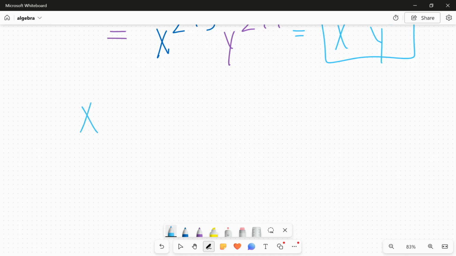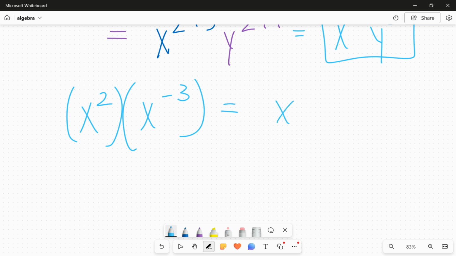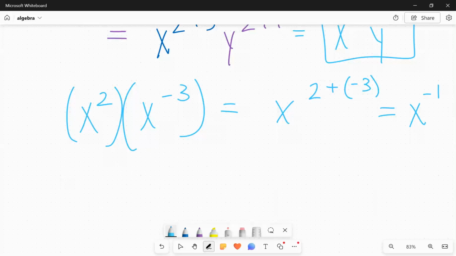And now let's go back to the original. The original x squared times x to the negative 3. Okay, now I have a negative exponent. Doesn't change anything. X to the 2 plus negative 3. X to the negative 1. And we'll talk a little bit about negative exponents and what they mean in the next video, or in one of the next videos at least. But for now, we'll just keep it as x to the negative 1.